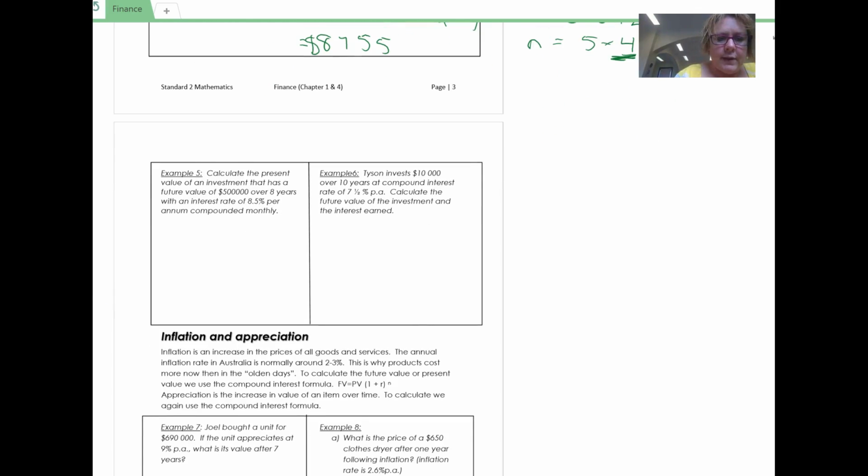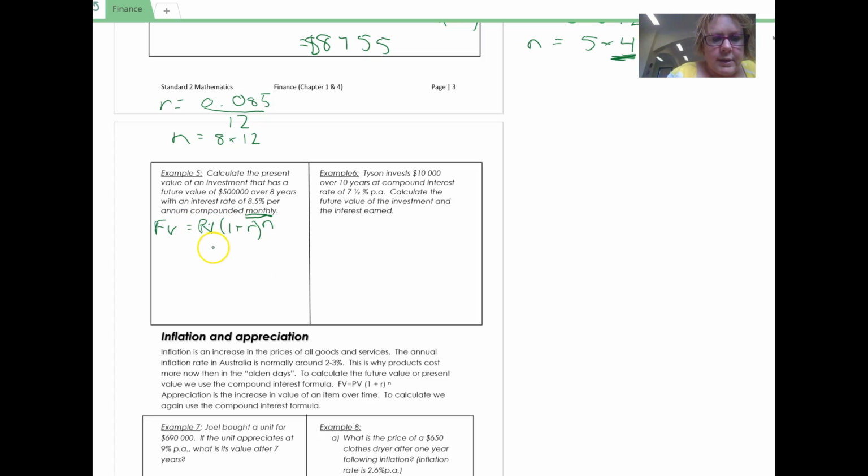Calculate the present value of an investment that has a future value. So future value equals present value times (1 plus R) to the N. Compounded monthly, so I'm going to come up here and say R is 0.085 on 12 and N is 8 times 12.